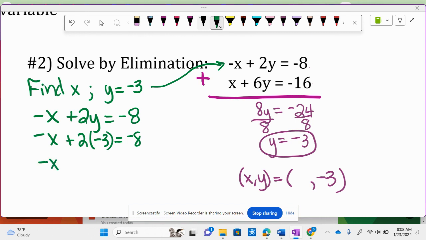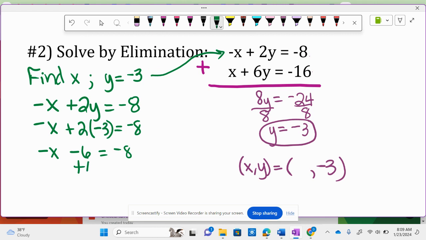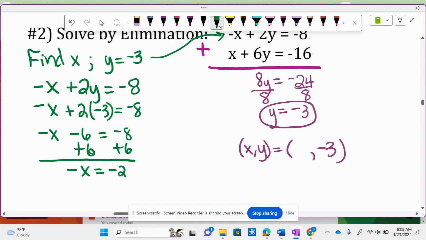So let's see, I have negative X. What is 2 times negative 3? Negative 6 equals negative 8. I'm trying to get X all by itself. What do I need to do first? Add 6 to both sides, absolutely. Negative X equals, let's see, negative 8 and positive 6 give me a negative 2. Last step, how do I get that X to become positive? Yeah, divide both sides by negative 1. X equals 2.